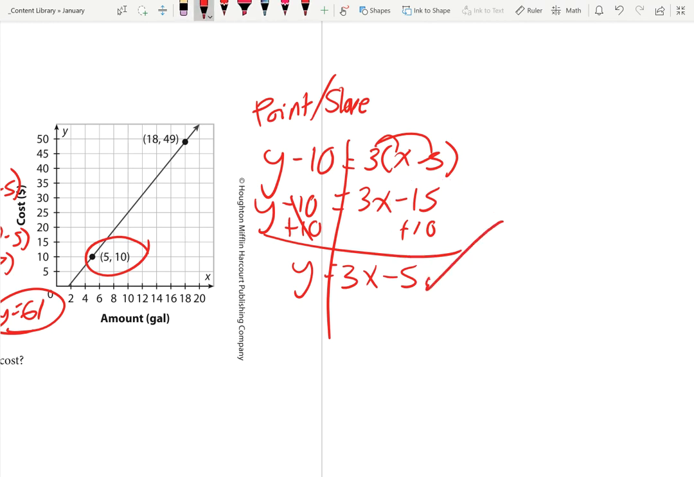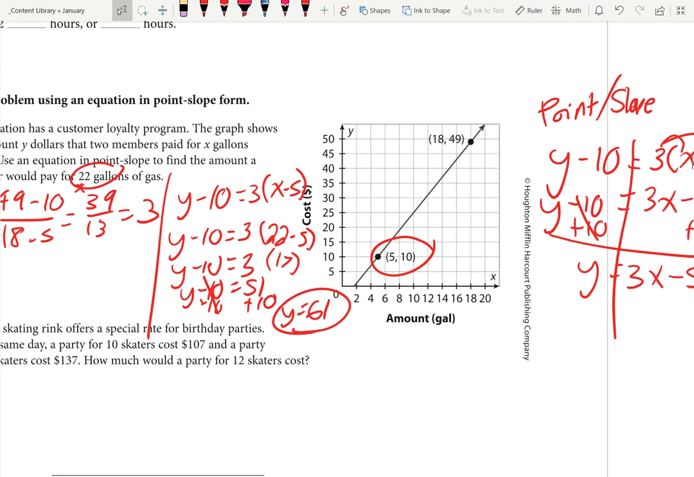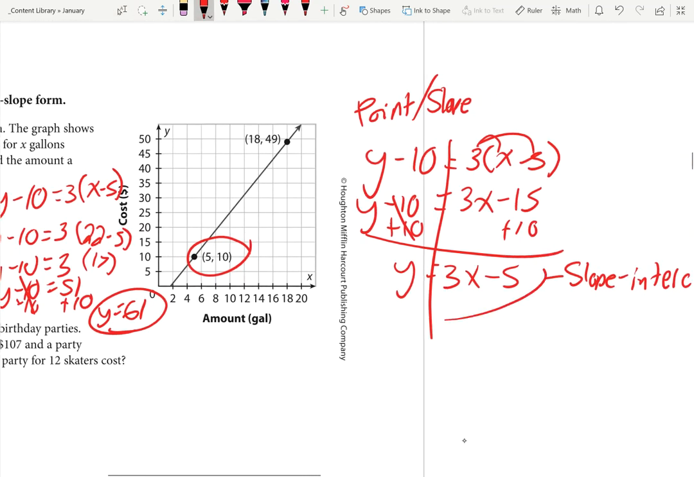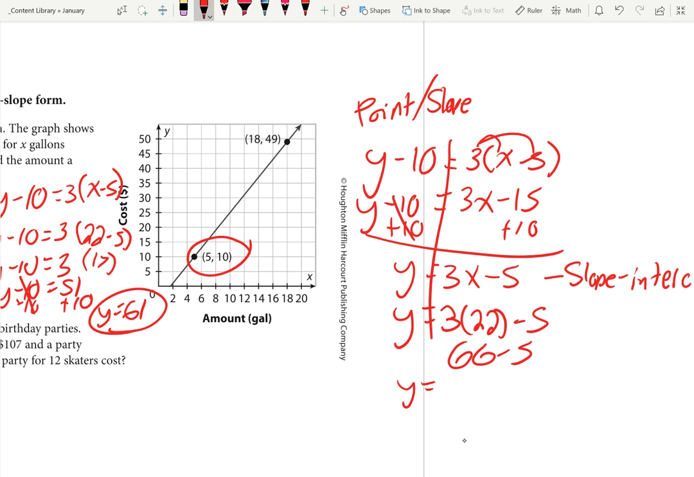So this is the exact same equation as that, except this one is in slope intercept form, which also tells us that our y-intercept is negative 5, which is just good to know in case you were to graph it. But the reason this is better in some cases is it's easier to plug that x value of 22 into this equation than it is the point slope equation that we did. So we can actually plug the 22 in and get the answer a little bit faster here. 3 times 22, then minus 5. This comes out to be 66 minus 5, which still makes y equal to 61.